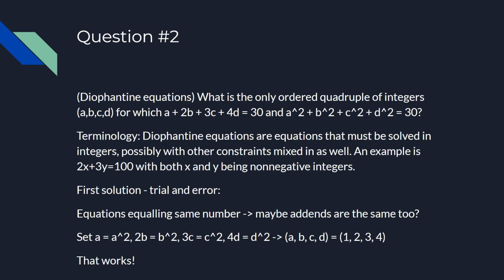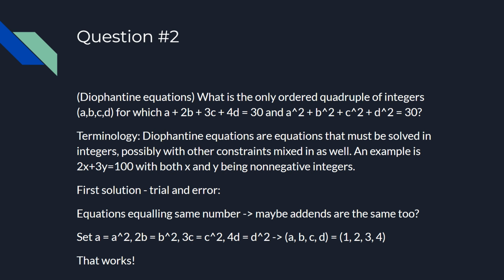Moving on to problem 2, what's the only ordered quadruple of integers a, b, c, and d for which a plus 2b plus 3c plus 4d equals 30 and a squared plus b squared plus c squared plus d squared equals 30? I feel like this problem has multiple solutions, so I'll give each here. The given expressions are equal to the same number, 30. They're kind of similar, so why not experiment with them?